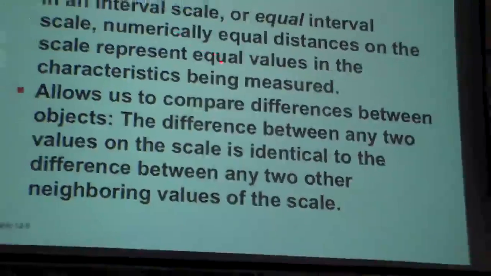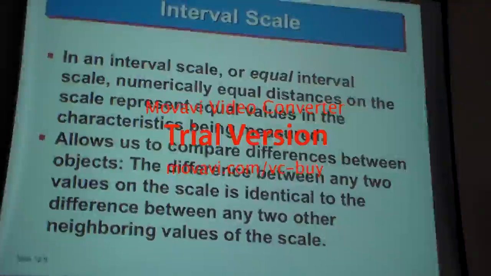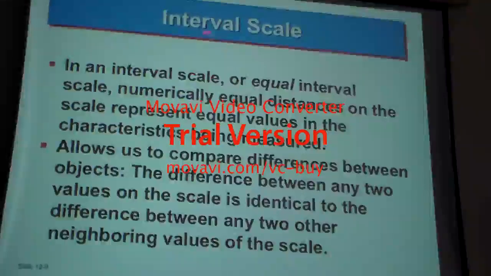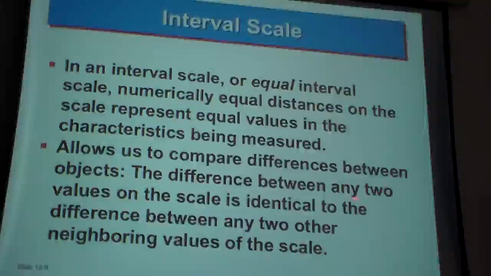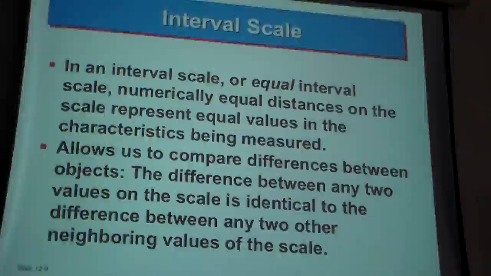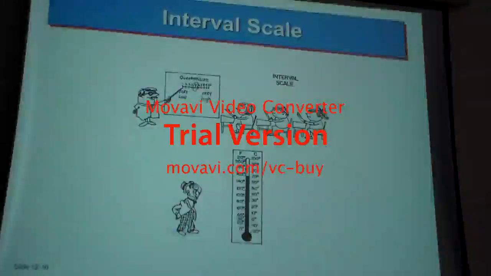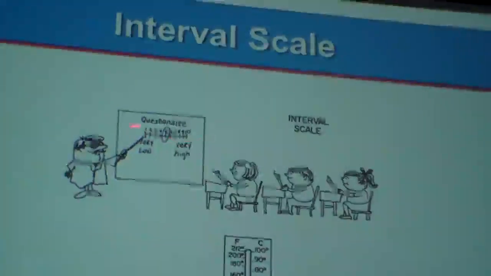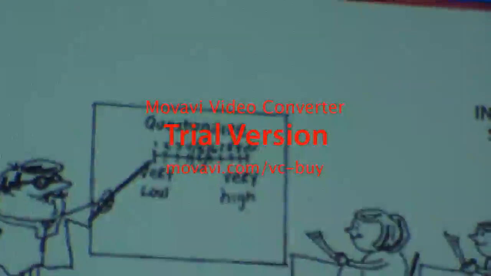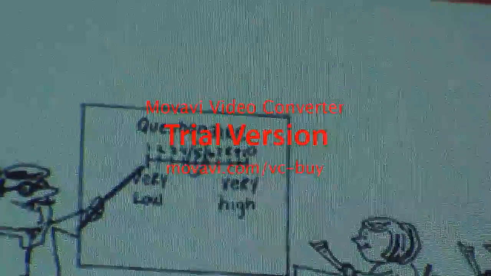So this is what we call equal interval scale. Equal distances on the scale represent equal values in the characteristics. So the characteristic here is the temperature. This kind of scale allows us to compare differences between objects. The difference between any two values on the scale is identical to the difference between any two other neighboring values of the scale. And also here we have a questionnaire which has 10 scales. Number 1 is very low and number 10 is very high. But the distances between each two points is equal. It is identical.